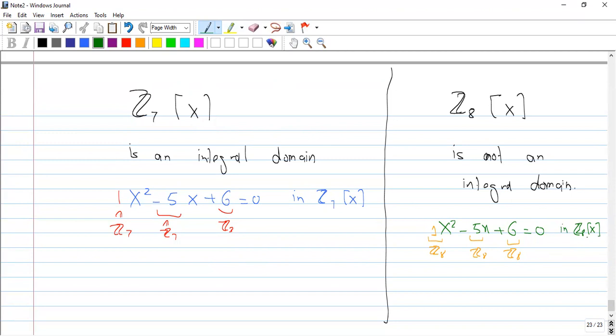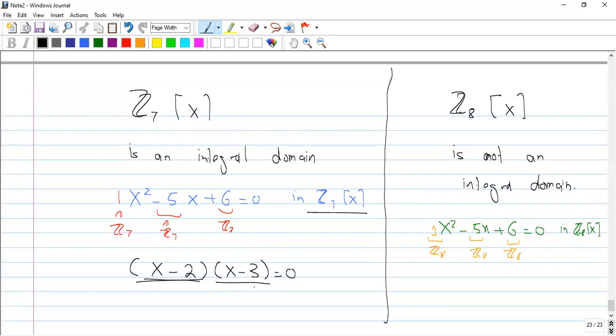चलिए अब हम इसको सॉल्व करने की तरफ आते हैं. आप लोग इसको कैसे सॉल्व करते थे, अगेन इसकी फैक्टराइजेशन करते थे. x - 2 into x - 3 is equal to 0. Now since Z7 is an integral domain, this is an element of Z7x and this is an element of Z7x, and Z7x is an integral domain.